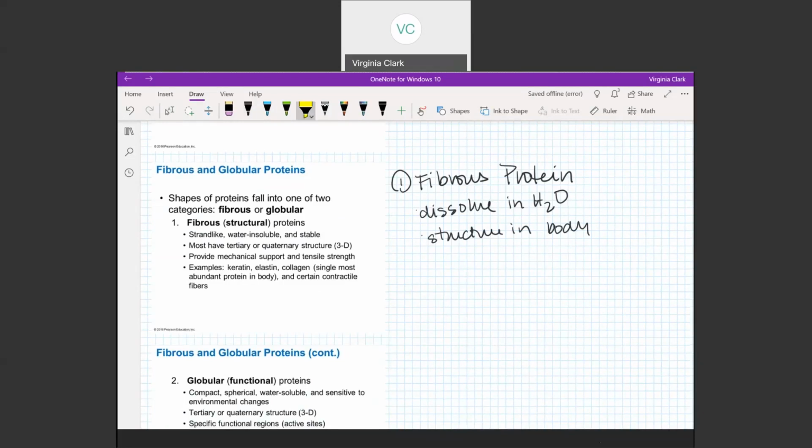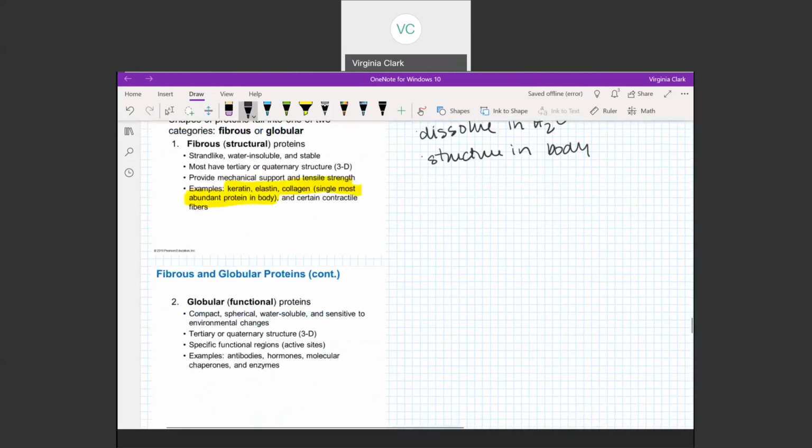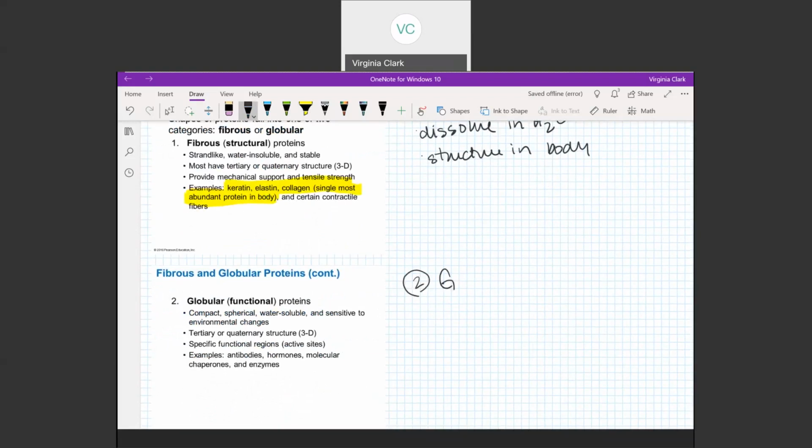But for women who are listening to any kind of beauty ad out there, if you've ever come across one of those, they talk about elastin, collagen, and keratin as a structural protein in the body. They're talking about essentially a fibrous protein. The second type is a globular protein. These are also going to be a functional protein.